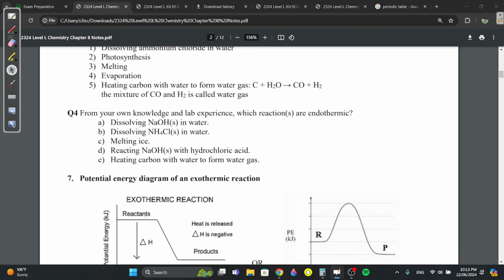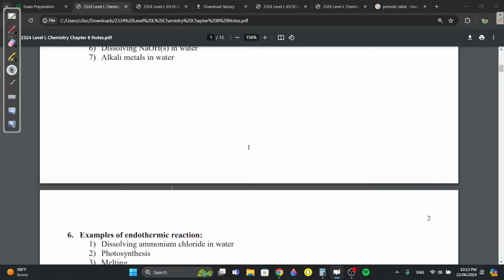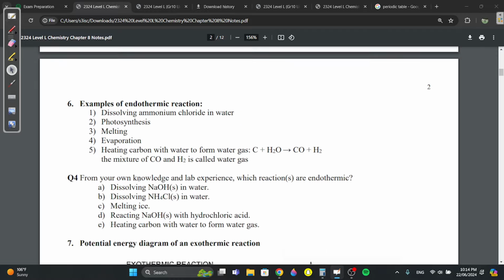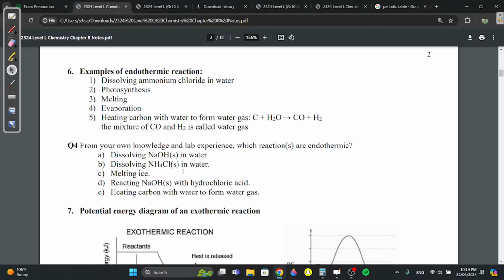From your own knowledge, which reactions are endothermic? Is this endothermic? No, it's exo. I think you have to memorize this. Dissolving NaOH in water, it's sodium hydroxide. It releases ions. From what I know, this is exo because it makes the beaker hot. I remember that. NaOH, dissolving it in water, it's hot. It's exothermic. You memorize it.